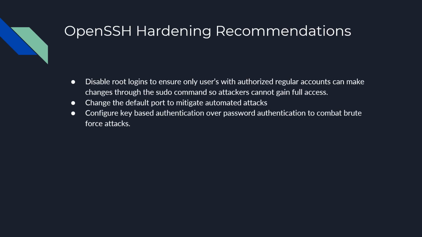Here are some recommendations to strengthen the security of OpenSSH on your server. First, disable root logins to ensure only users with authorized regular accounts can make changes through the sudo command, so attackers cannot gain full access. Next, you'll want to change the default port to mitigate automated attacks. And lastly, configure key-based authentication over password authentication to combat brute force attacks.